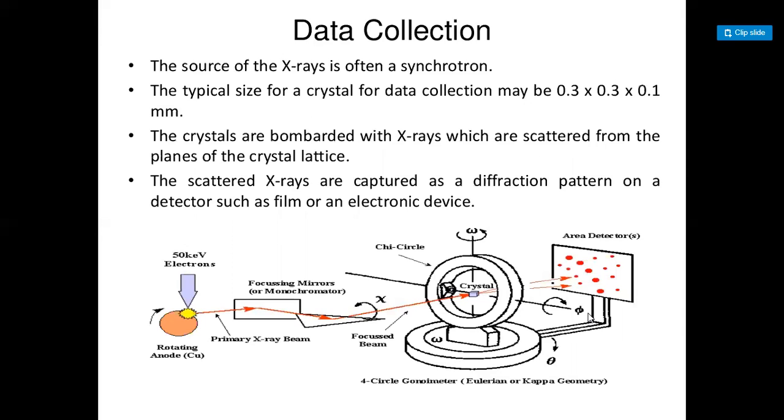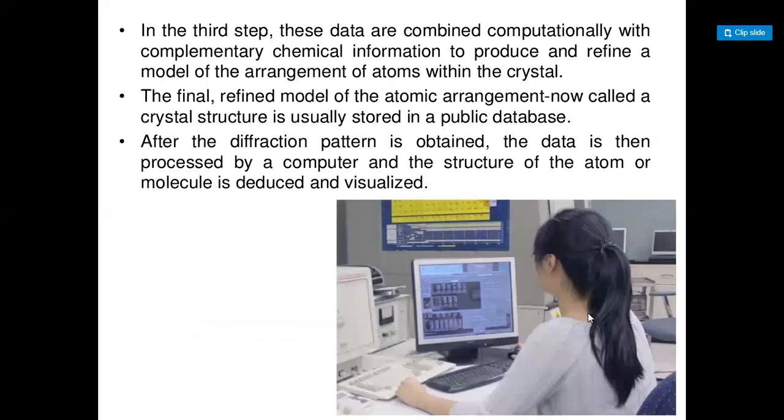So similarly, in data collection, the source of X-rays is often a synchrotron. The typical size of a crystal for data collection may be 0.3 by 0.3 by 0.1 millimeter. The crystals are bombarded with X-rays, which are scattered from the planes of the crystal lattice. The scattered X-rays are captured as a diffraction pattern on a detector, such as a film or electronic device. This is a simple diagram of data collection. So this is the third step.